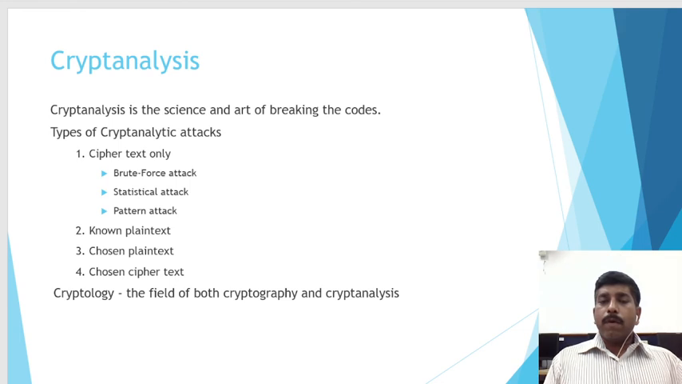The fourth type is chosen ciphertext. Here the cryptanalyst obtains temporary access to the decryption machine, uses it to decrypt several strings of symbols, and tries to use the result to deduce the key. So using any of these four techniques, the cryptanalyst can decrypt the code which has been encoded using your cryptographic technique.